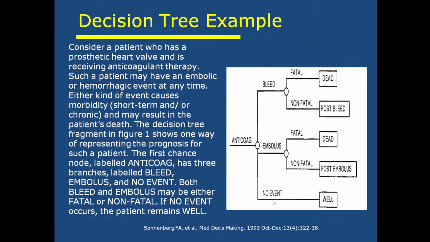The first chance node, labeled anti-coag, has three branches labeled bleed, embolus, and no event. Both bleed and embolus may be either fatal or not fatal. If no event occurs, the patient remains well.